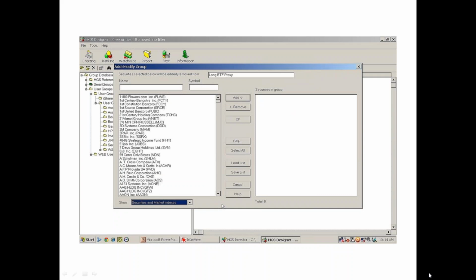Now down on the bottom, you can see here, does everybody see the moving arrow pointer? Can you all see that? I don't know if that's just on my computer or, okay. Down here on the lower left, you see show. You want to click security and market indexes. There are other choices, but obviously we're picking ETFs, and those are securities.